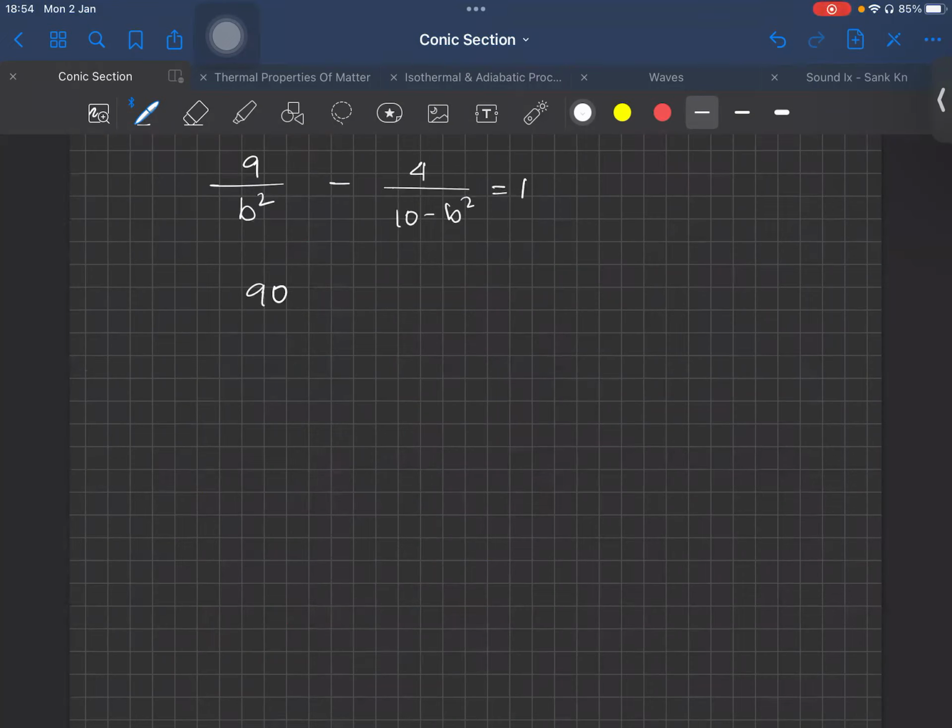Later we'll substitute, first we'll write it. So this will become a quadratic equation, right? B square whole square minus 23B square plus 90 is equal to 0. Now substitute B square is equal to X. So it will become X square minus 23X plus 90 is equal to 0. Find the value of X.